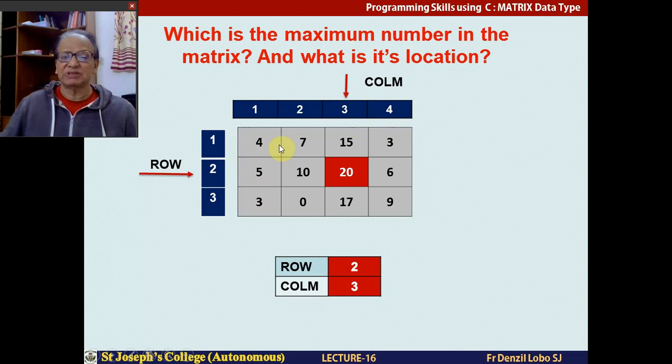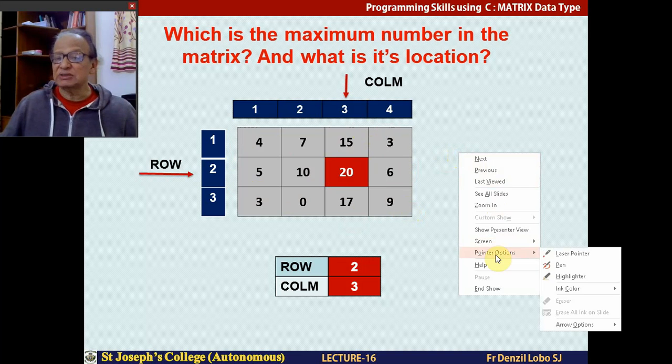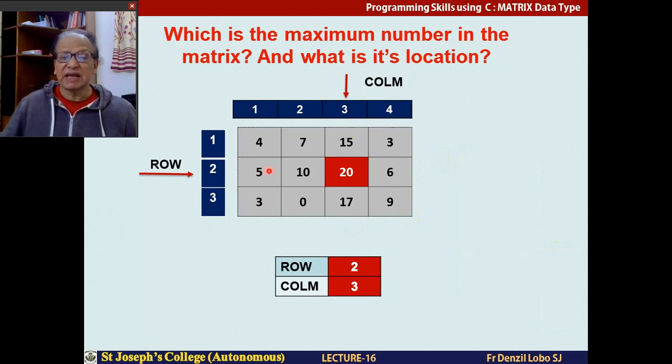So I've entered some numbers here: 4, 7, 15, 20, etc. As you see, 20 is the largest number, the maximum number. And what's its location? It is in the second row and the third column. Therefore, the answer should be: the maximum number in this matrix is 20 and it is in row 2 and column 3. So this is what we have to do.